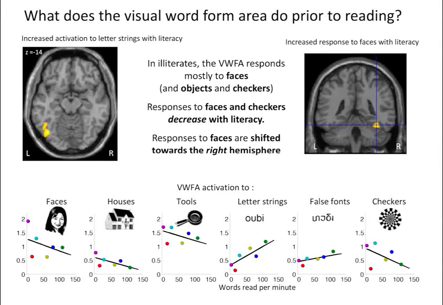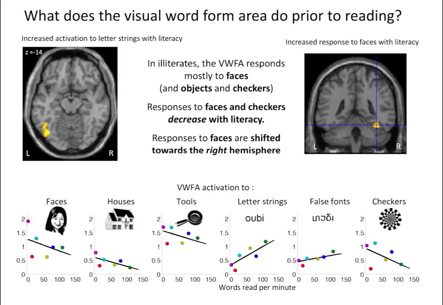Now, what does this area do prior to reading? It's not just sitting there waiting for you to learn to read. It's doing something else and we reconvert it. This is the neuronal recycling idea. So we got direct evidence for that from our study of illiterates. I showed you, and this is replicating with just flashing letter strings that are not words, like ubi here, that the more you can read, the more words you read per minute, with the illiterates being here, the more you activate this visual word form area. So it gets more and more responsive to letter strings.